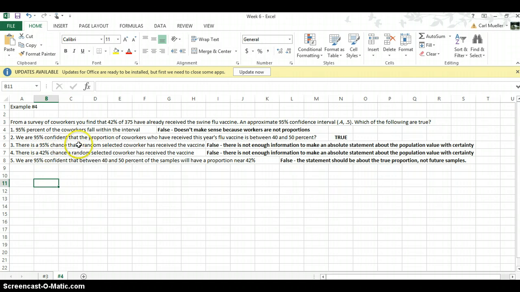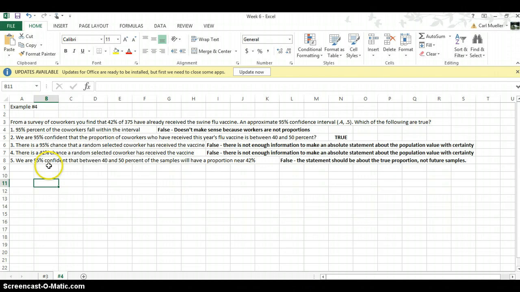2. We are 95% confident that the proportion of workers who have received this year's swine flu vaccine is between 40 and 50%. True. And what is that? If you notice the difference, it's a very nuanced difference. 95% of the coworkers fall within, and we're 95% confident that the proportion of coworkers that receive this swine flu vaccine is between 40 and 50%. You see, the framing of the statement is different. 95% of coworkers fall within, that's not what that means. We can never know this without actually knowing the proportions. But we can know with 95% certainty that the proportion of workers is between 40 and 50%. See how the difference is there.